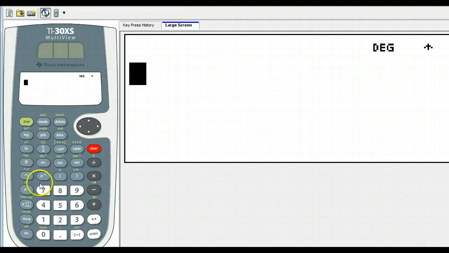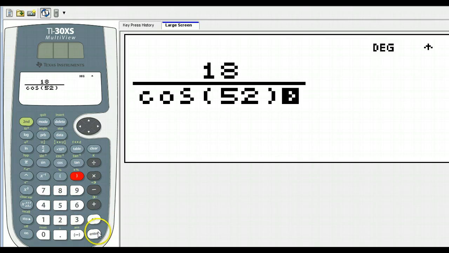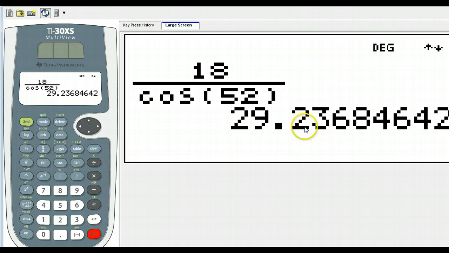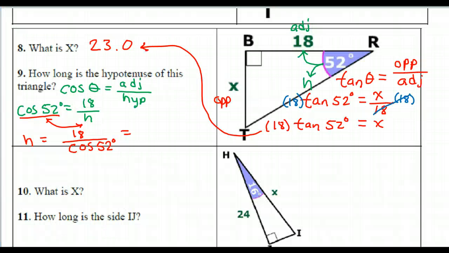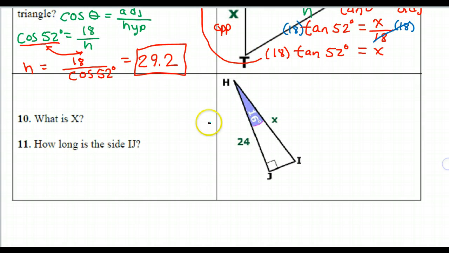And now this is something that I can simply put into my calculator. 18 over cosine 52. That's 29.2. So those are the answers to this problem for x, and that's the hypotenuse. Okay, let's move on to the last two problems.